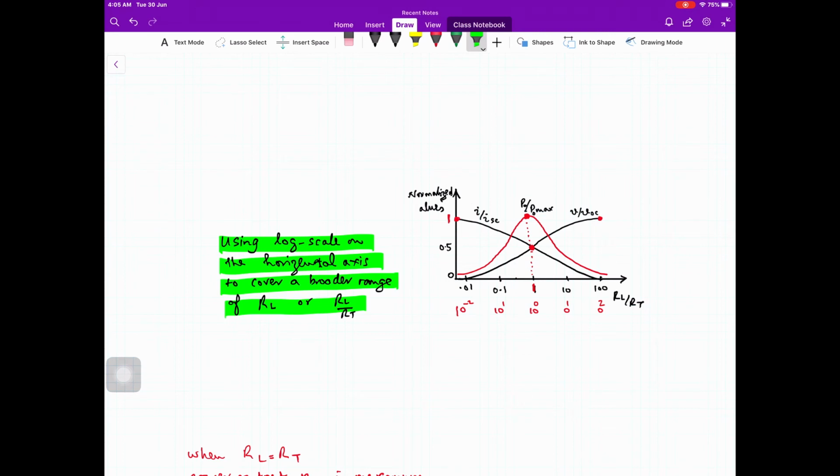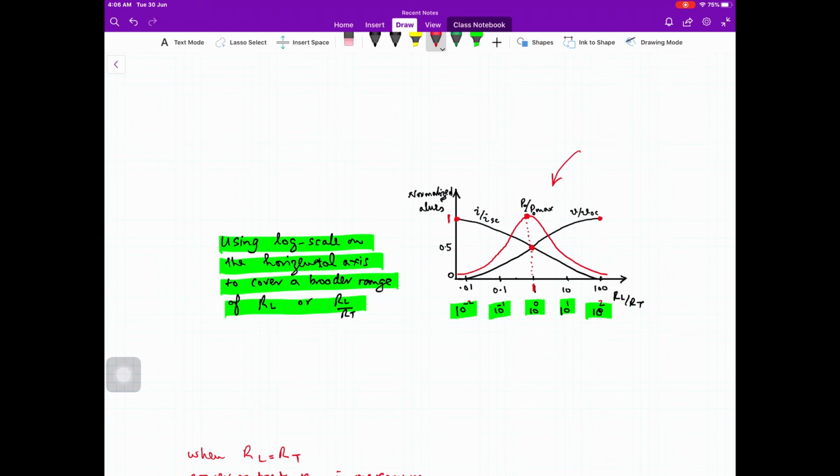You see, this value is 10 raised to the power 0, and the next is 10 raised to the power 1, and the next is 10 raised to the power 2. Similarly, if we move backward, it is 10 raised to the power minus 1, which is 0.1, and 10 raised to the power minus 2, which is 0.01. So you see in here we can see all 3 curves, normalized values of curves, in a better way.